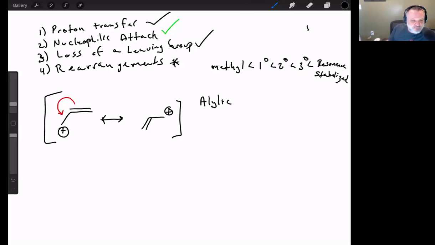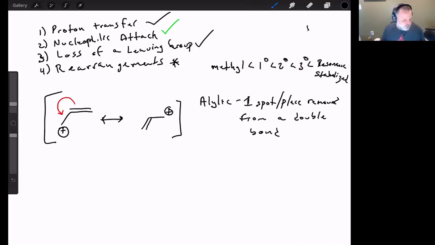allylic, and allylic means one spot or place removed from a double bond. There's also another one, and it's called benzylic. Maybe there's two L's there.